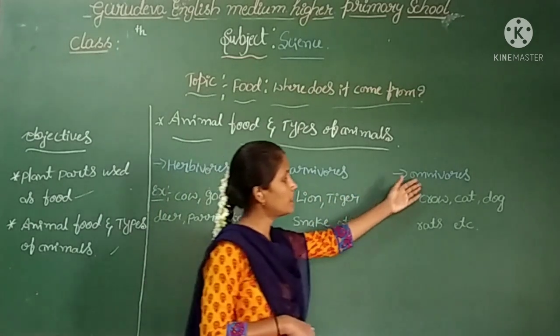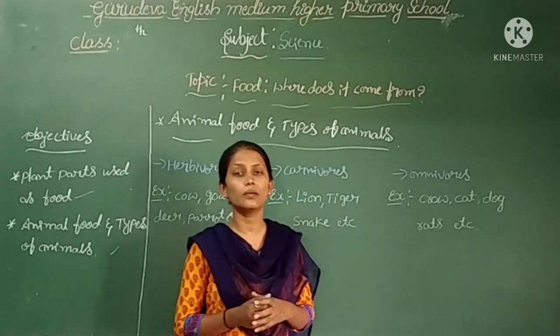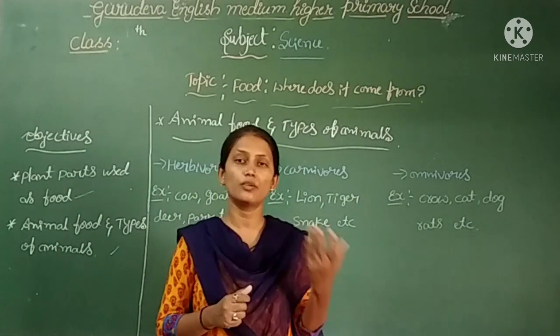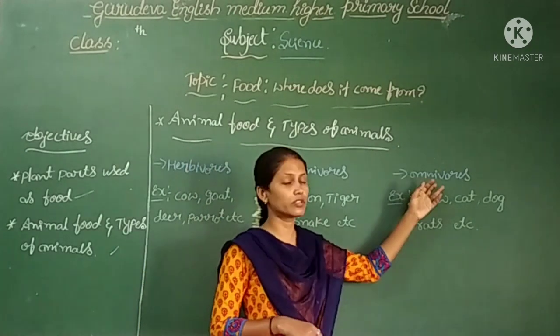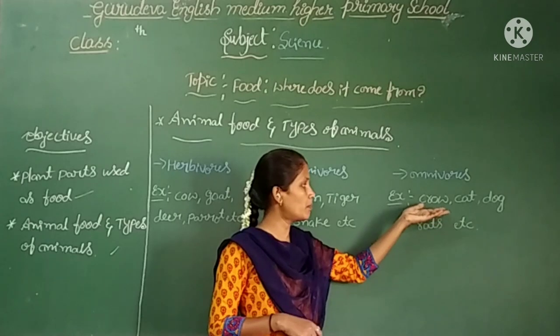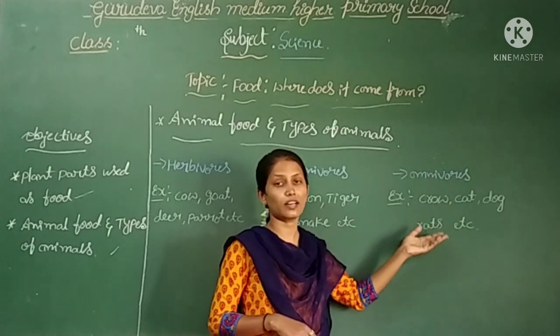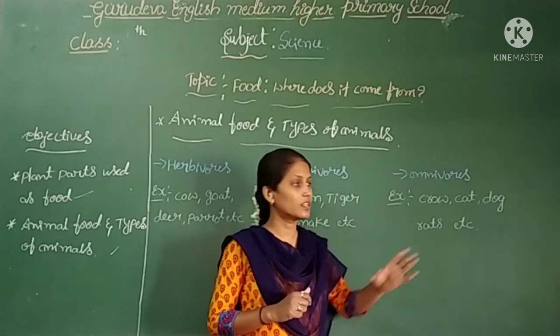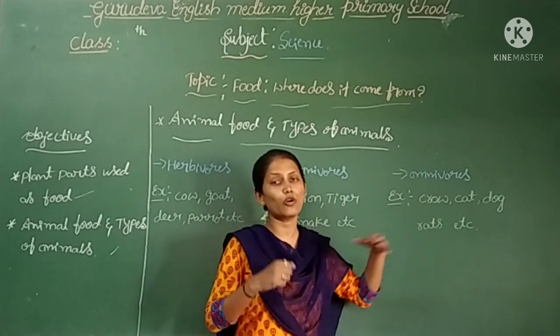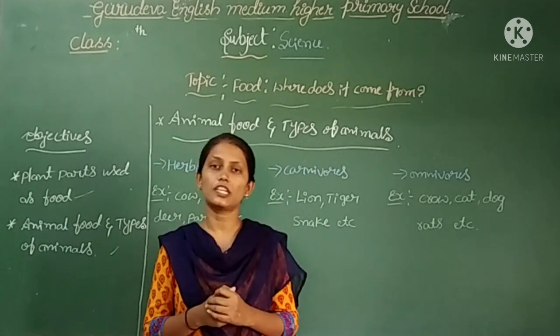Then what do you mean by omnivores? Omnivores are the animals which eat both plants and animals. We call them omnivores. Which are those? For example, cat, dog, rat. These are a few examples of omnivores. All these animals eat both plants and animals.